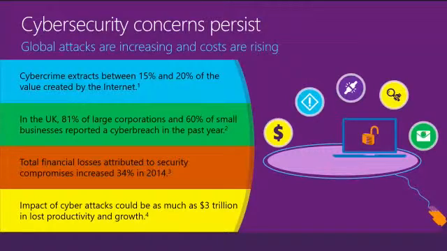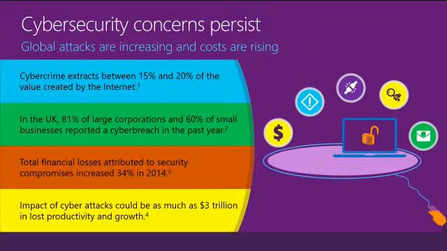If you look at the global attacks, the cost is rising every single second. Cybercrime extracts between 15 and 20% of the value created by the internet. We can look at each and every country one by one; the result is not going to change. The cost and the effect are really getting high, and the impact, I think they say, could be as much as 3 trillion in loss on productivity and growth. To be honest, I can't even imagine how much money 3 trillion is. Or it's not always money.